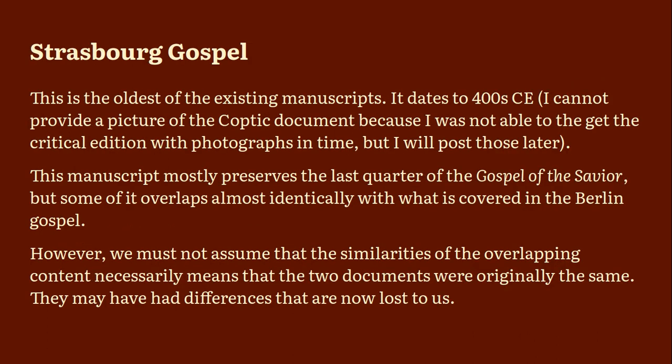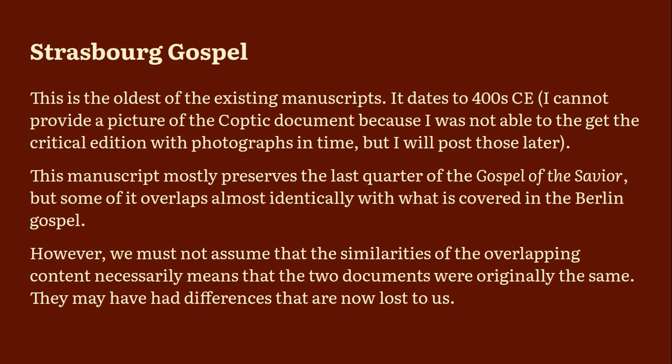So let's start with the Strasbourg Gospel. This is the oldest of the existing manuscripts. It dates to the 400s CE. Unfortunately, I cannot provide a picture of the Coptic document because I was not able to get my hands on the critical edition with photographs in time. But when I do, I will find a way to post those on the channel. This manuscript mostly preserves the last quarter of the Gospel of the Savior, so it mostly just covers the last part of it.